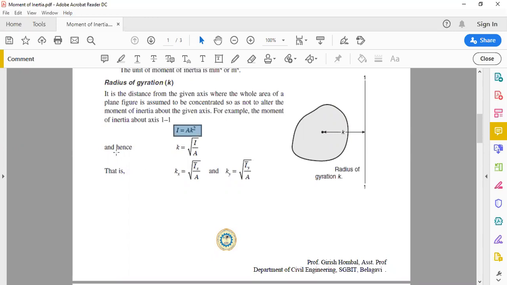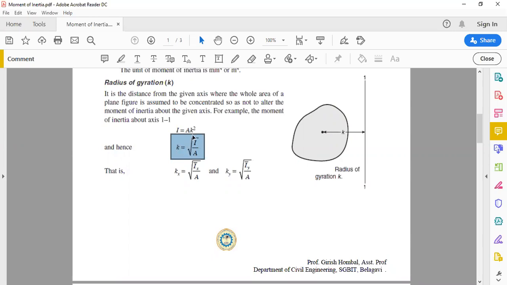Now next we can rearrange the terms in this equation to get k, which is the radius of gyration, and it is written as k is equal to root of I divided by A. It is a very important term, which is to be calculated, because in most of the problems we are going to use this term, or we are going to calculate this term, that is radius of gyration.